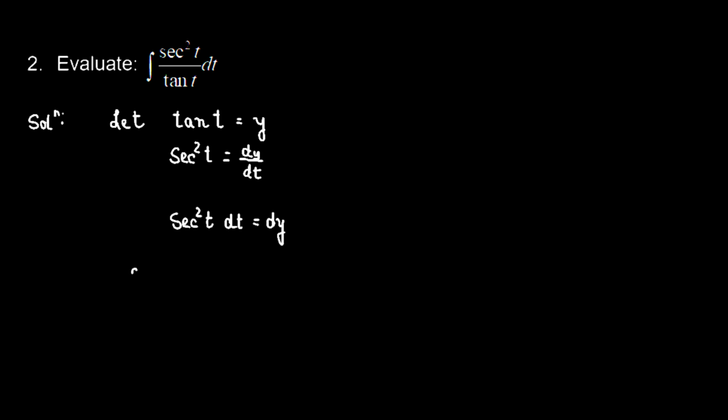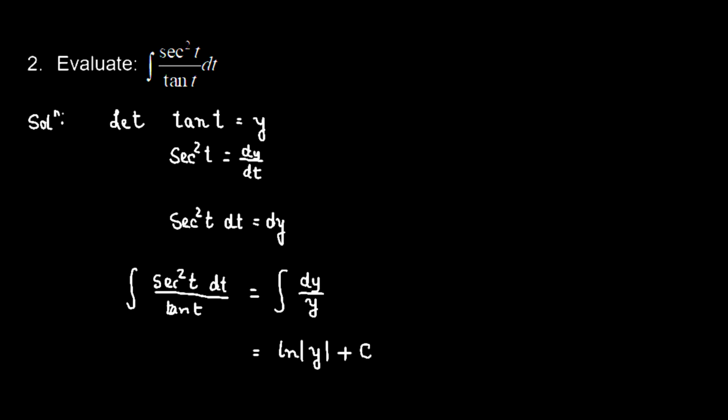What we're going to do, we're going to consider the original integral. We have the integral of secant squared t dt over tan t. So that will become the integral of dy over y, and the integration of 1 over y is natural log of y plus c, and that finally gives us the natural log of tangent of t plus c.